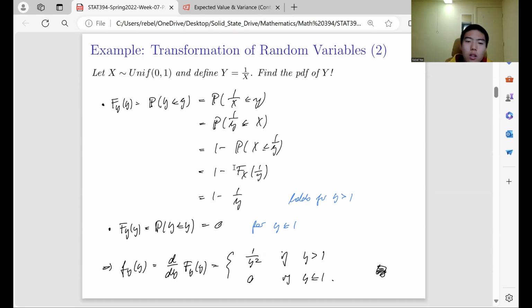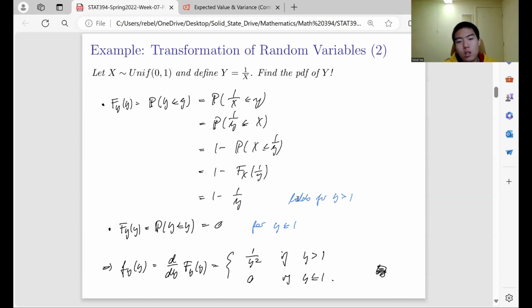And we just do one step of simplification. It becomes 1 minus 1/y. Why is this step true? Because remember, x has a uniform distribution, which means it's flat across from 0 to 1. So if it's smaller than 1/y, what happens is it just goes from 0 to 1/y, distance divided by 1 minus 0, so it's just 1/y. So that's why we get this result.